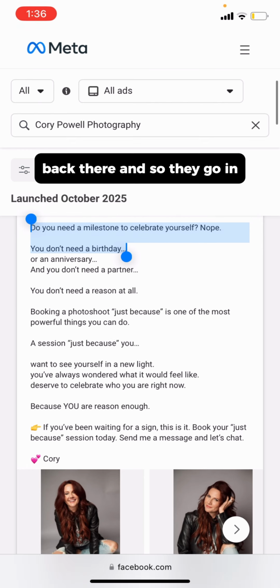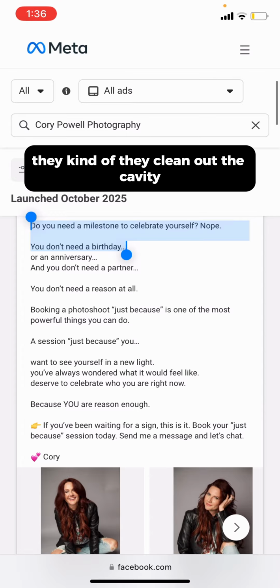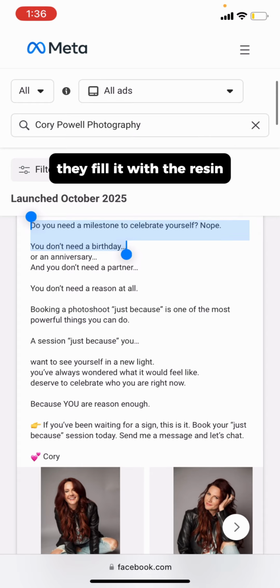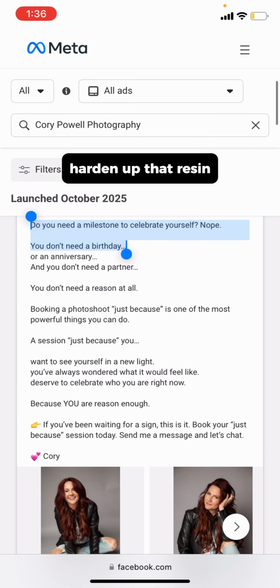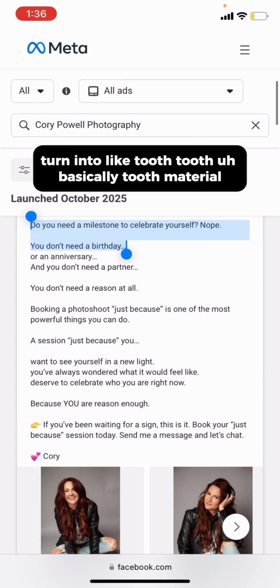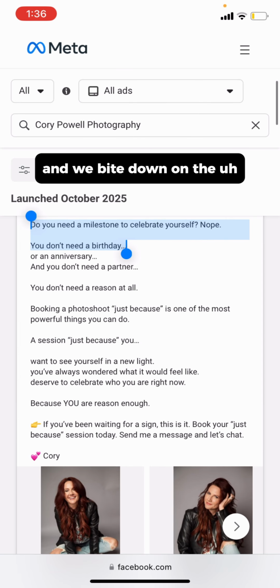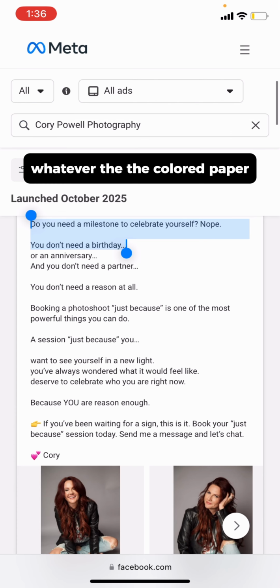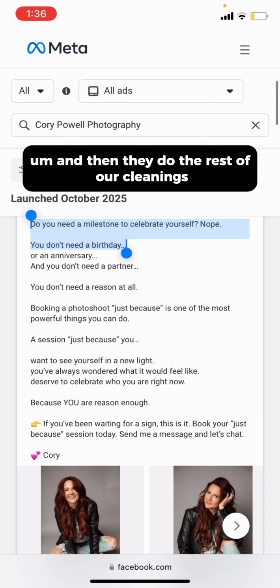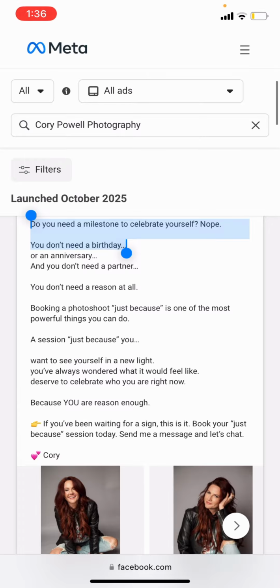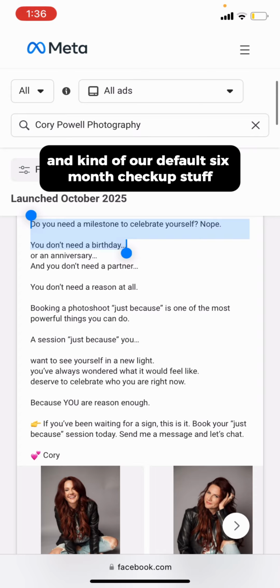And so I go in, they clean out the cavity, they fill it with the resin gel stuff. They give us the UV pen, harden up that resin, turn it into basically tooth material. Then we bite down on the colored pressure paper to make sure our tooth's not too high or low. And then they do the rest of our cleanings and our default 6-month checkup stuff, and we leave.